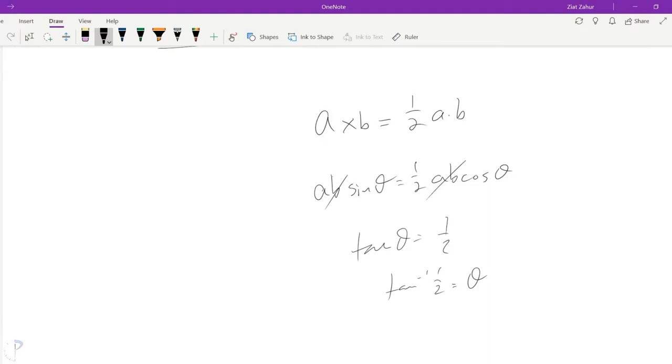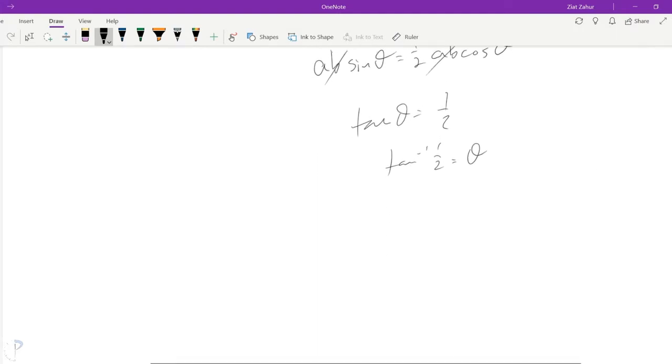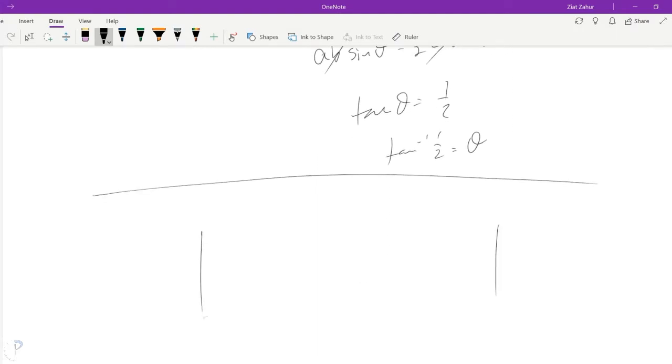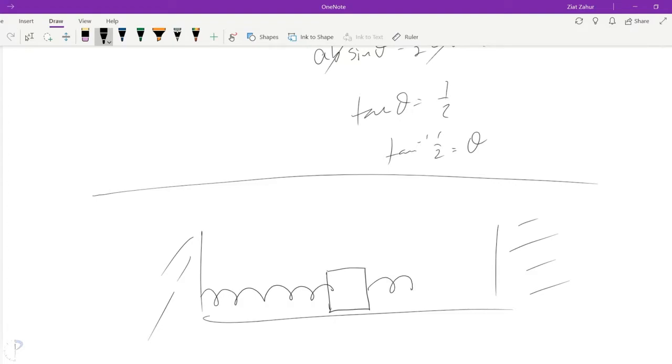All right. Next up, the spring question. I like this question. This was really cool. So we have a nice frictionless table. We have a block, and the block is attached to 2 springs, like so. At this point, it is stretched out some amount, L.